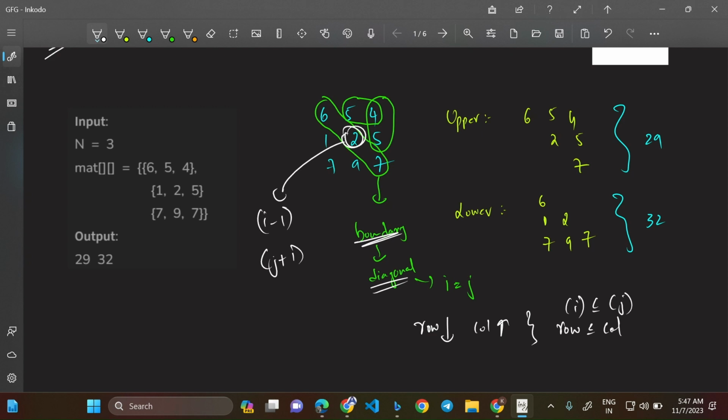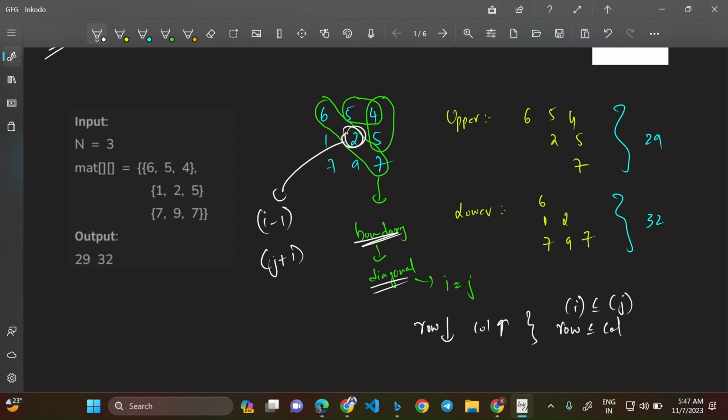So this is the boundary. The boundary is the diagonal, and the diagonal is the path where your row is equal to column. To the above means your row is decreasing, to the right means your column is increasing. So in total your row should be less than or equal to column, that means I less than or equal to j, then you can consider it an upper element.